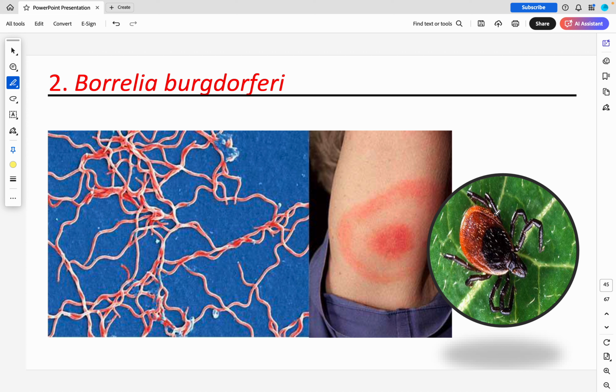So here's the appearance of Borrelia burgdorferi. You can see the cells, which are corkscrew-like in appearance. And here you can see the manifestation of Borrelia burgdorferi infection.